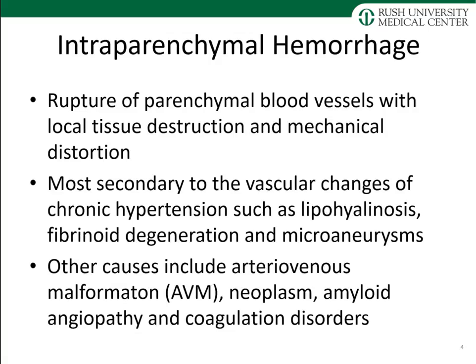Let's start with intraparenchymal hemorrhage. This occurs when there's rupture of parenchymal blood vessels with local tissue destruction and mechanical distortion. It is most often secondary to the vascular changes of chronic hypertension, such as lipohyalinosis, fibrinoid degeneration, and microaneurysms. There are other causes to include arteriovenous malformations, neoplasms, amyloid angiopathy, and coagulation disorders.